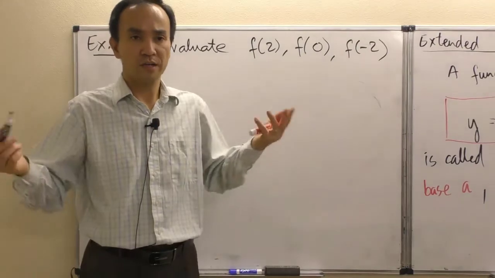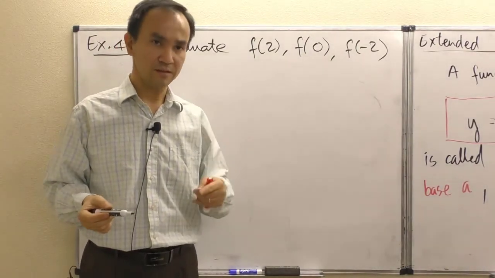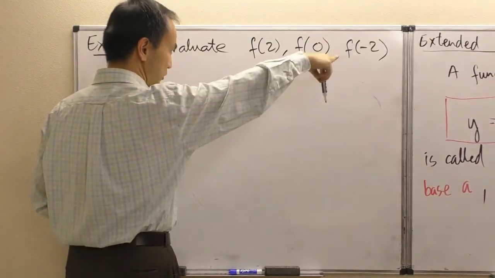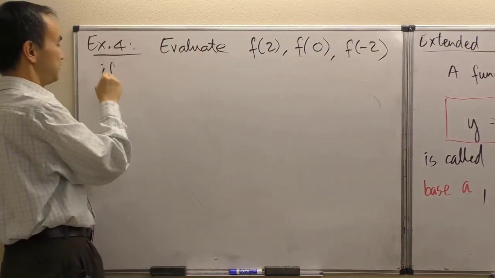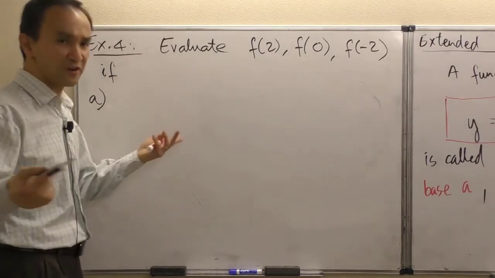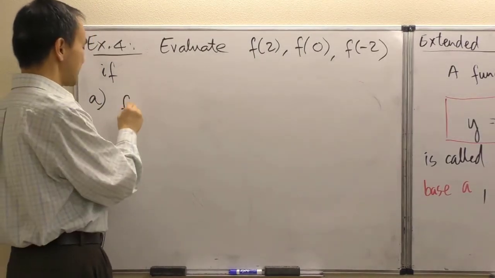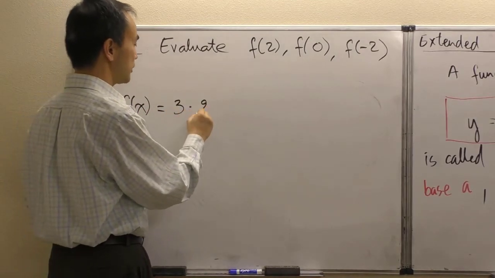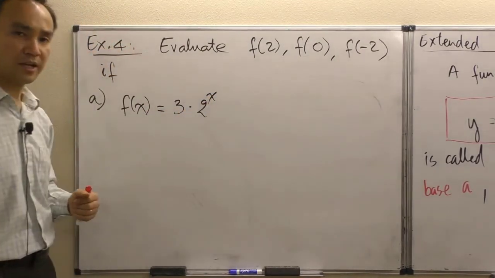Okay, but we didn't have the functions given. Okay, thus here comes the function. So evaluate f of 2, f of 0, and f of minus 2, and that depends on the different functions we're given here. So if f of x is defined as 3 times 2 to the x. All right, so there you go.